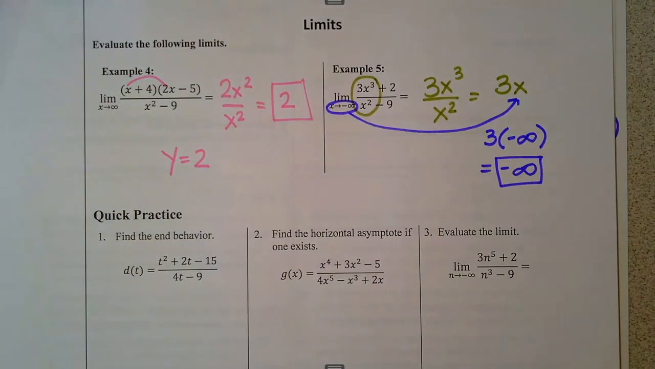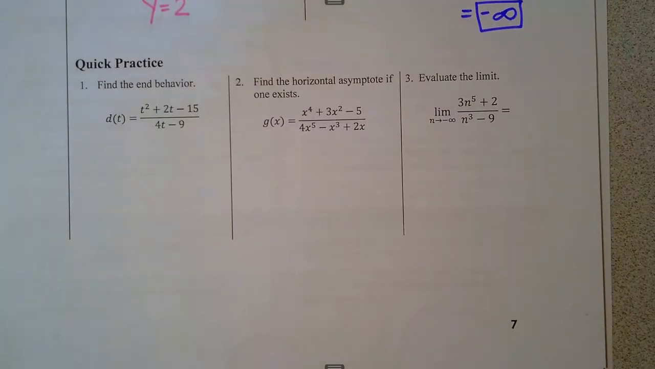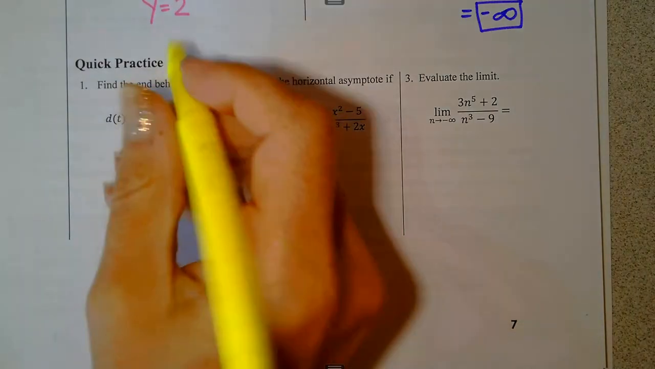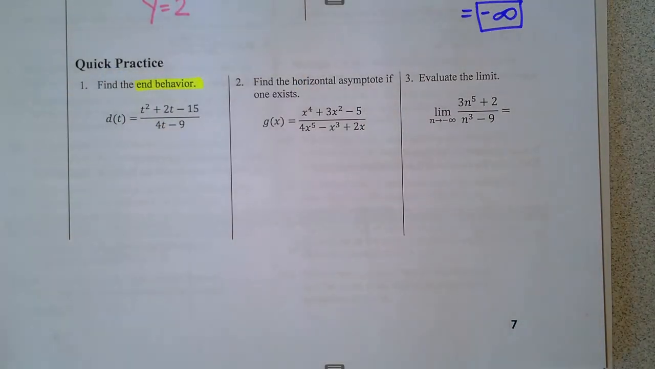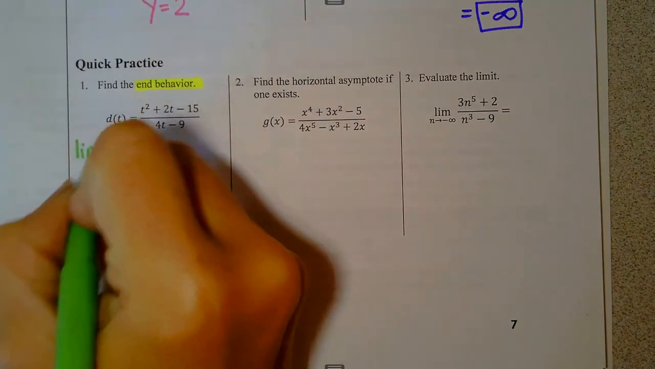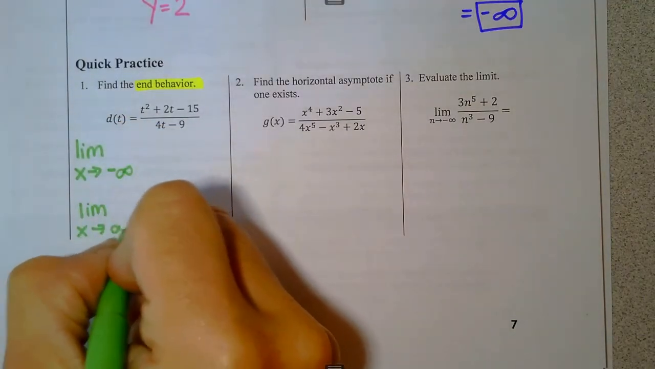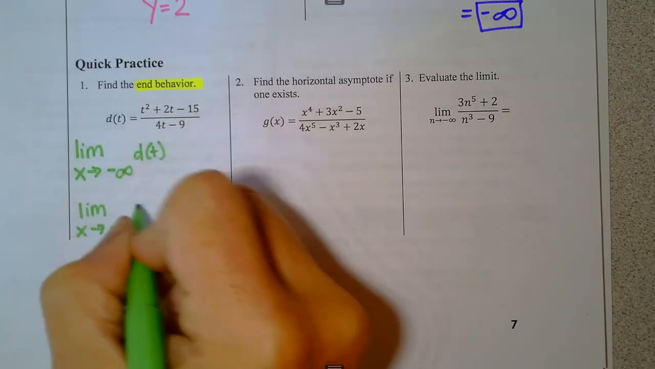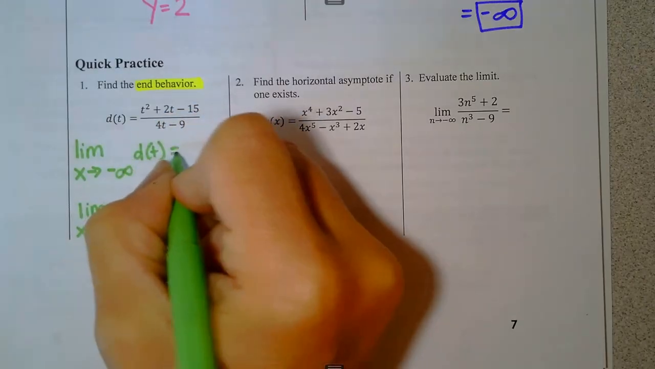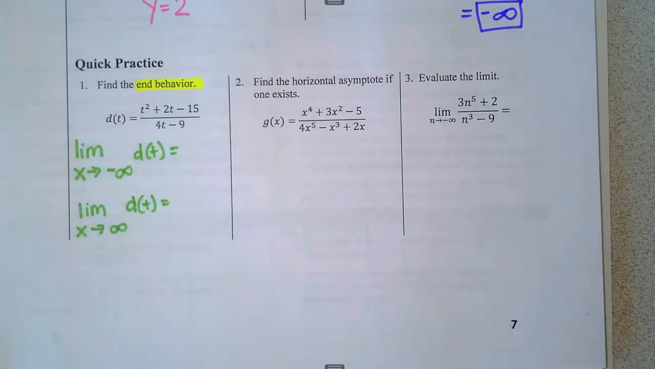Okay, quick practice. So number 1, can you find the end behavior? Keyword, end behavior. Ends. So you're looking at the ends and they want it in limit notation. Okay, what'd you guys get?